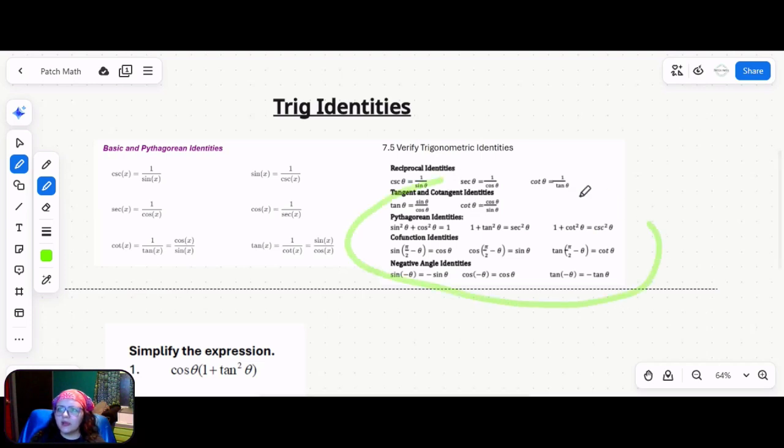If you look here, these are the other trig identities we'll be using today, or maybe using today. Go ahead, pause this video, take those in.